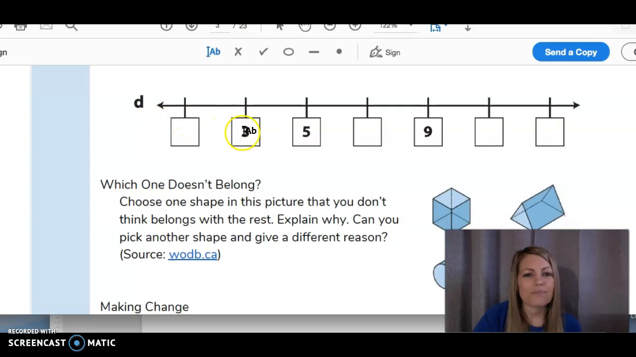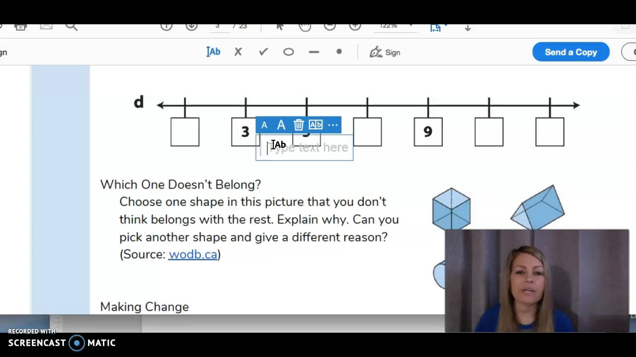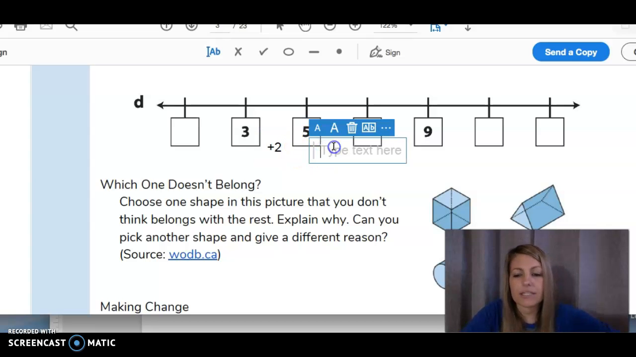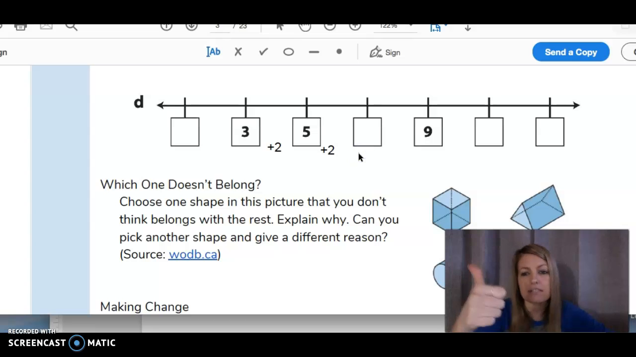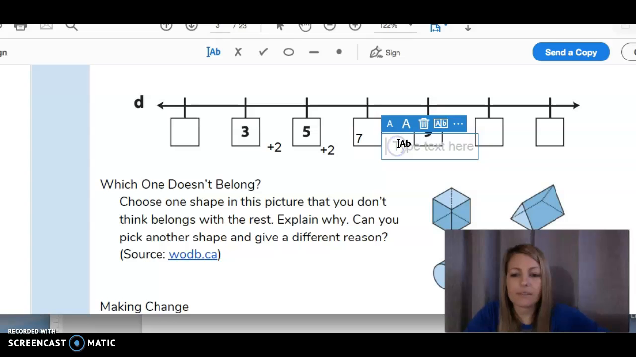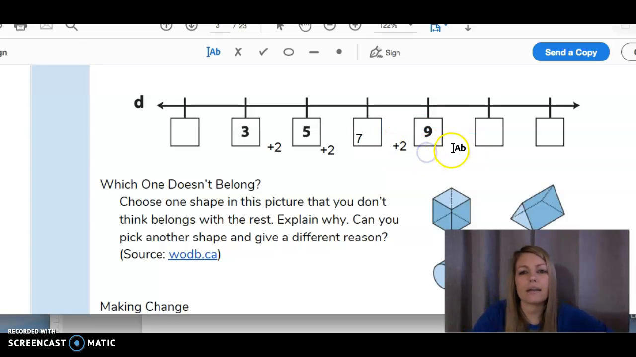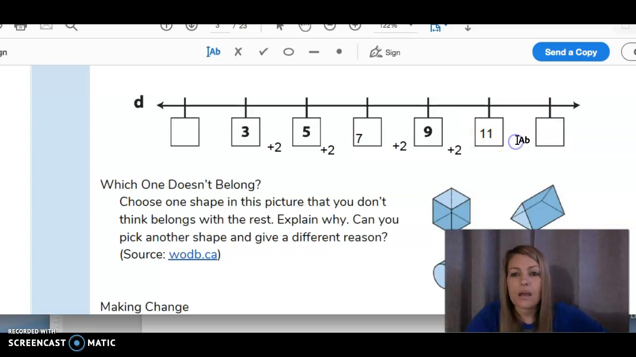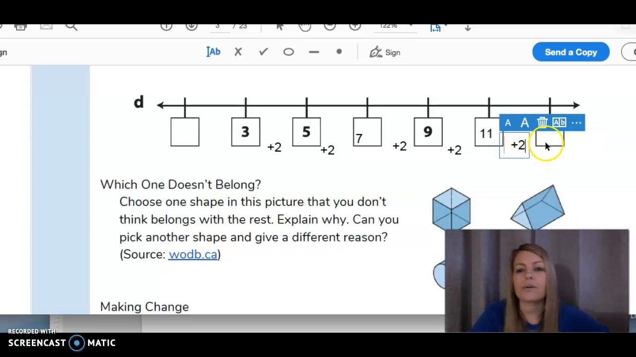Last number line. We've got 3 and 5. To go from 3 to 5, 3, 4, 5. We need plus 2 more. 5 plus 2 more, 5, 6, 7 would give us 7. 7 plus 2 more would give us 9. 9 plus 2 more is going to give us 9, 10, 11. 11 plus 2 more is going to give us 11, 12, 13. 13.